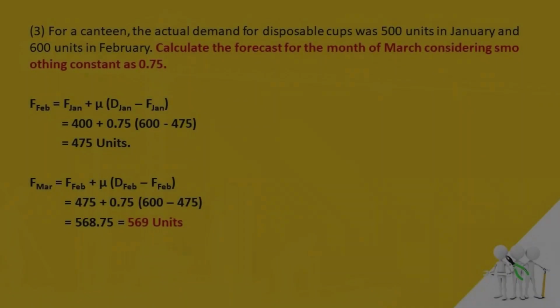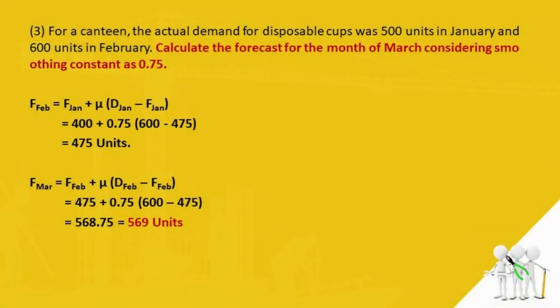Next question. For a canteen, the actual demand for disposable cups was 500 units in January and 600 units in February. The forecast for the month of January was 400 units. You have to calculate the forecast for the month of March considering the smoothing coefficient mu as 0.75. It has already been asked in the GATE examination, and it's again a very simple implementation of the exponential smoothing or quantitative time series forecasting method.